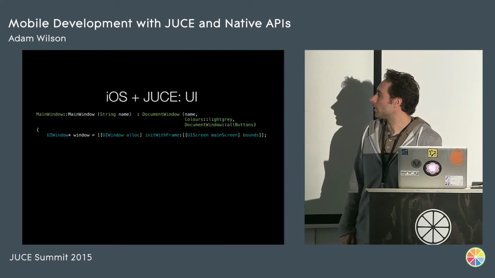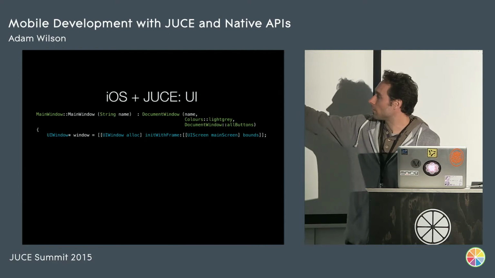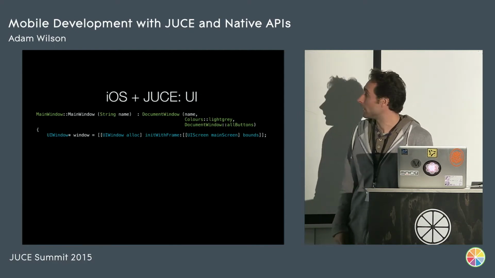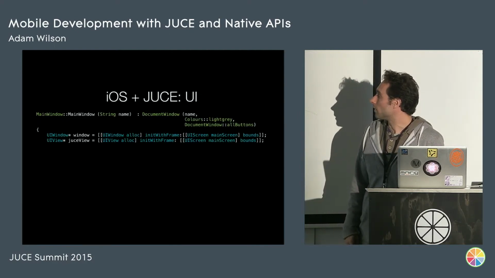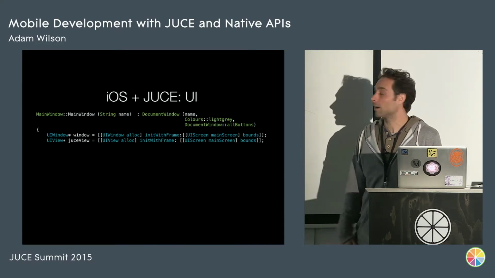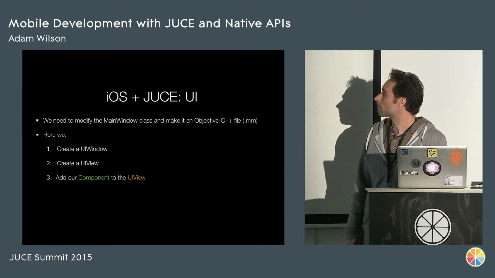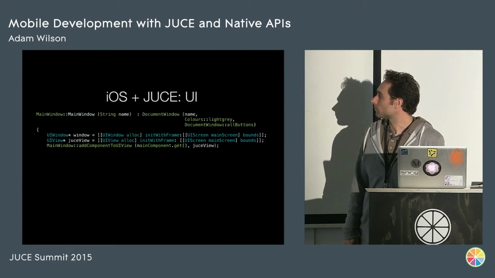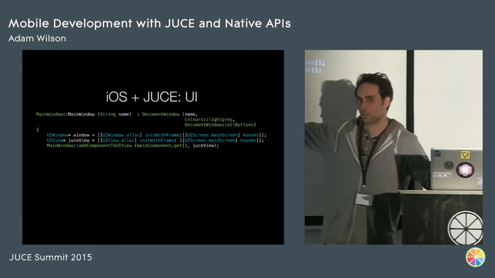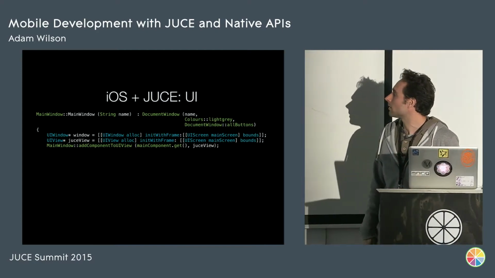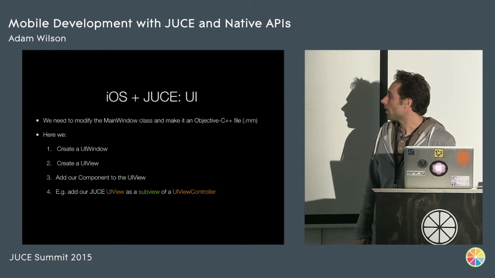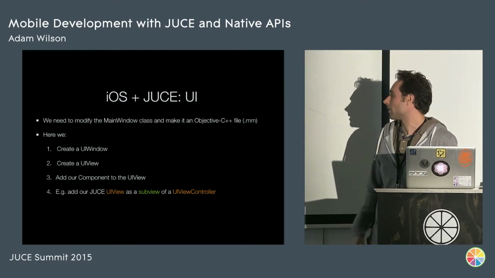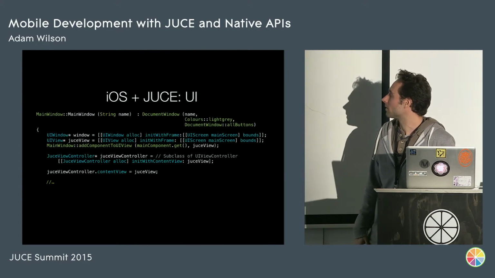So here we create our UI window, which is going to contain everything. We then create a UI view, which is going to contain our JUCE component. And we then add our component to the UI view as a method. I'll just show you what that method looks like in a second. And we're going to add our JUCE UI view as a subview of the UI view controller. So there you go.